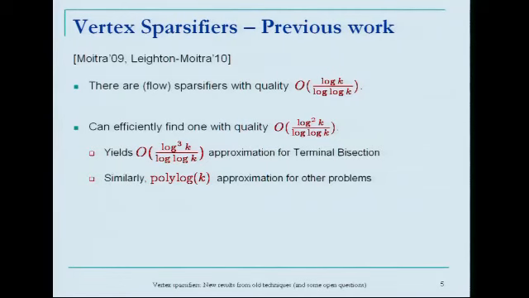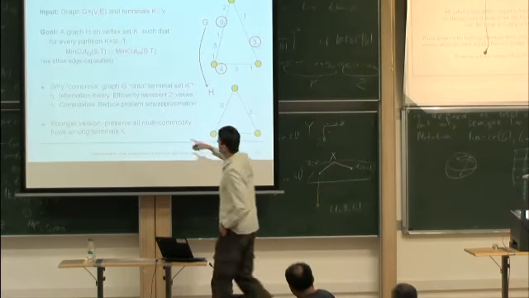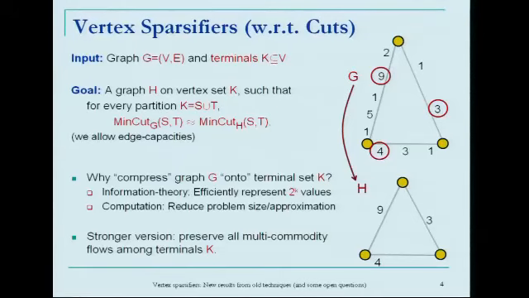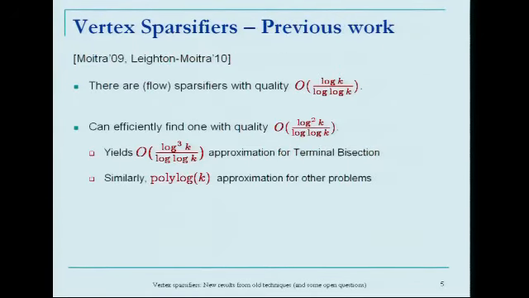It was suggested by Moitra, and then the construction was improved in the paper by Leighton and Moitra. Basically, it's known that there are sparsifiers with quality of order log k over log log k. So what is quality? In the approximate value here, everything is preserved up to a multiplicative factor. That's the quality. I didn't bother defining it exactly because we don't really need the definition. So it's possible to build such a smaller graph H with quality log k over log log k.